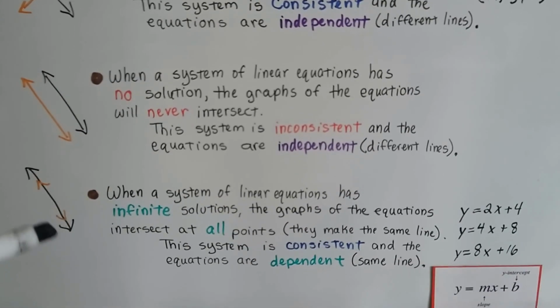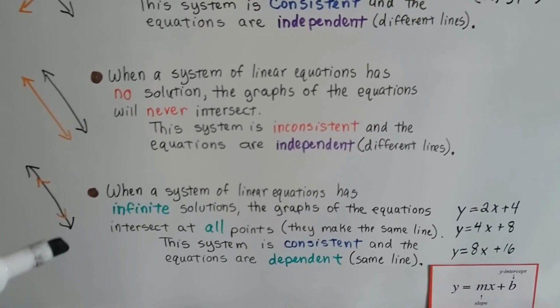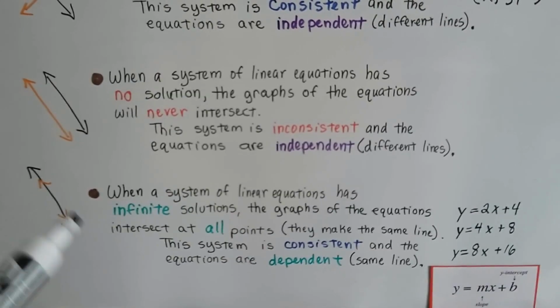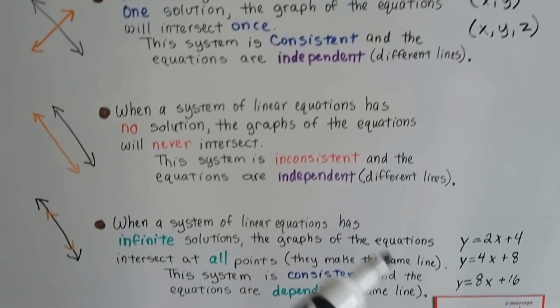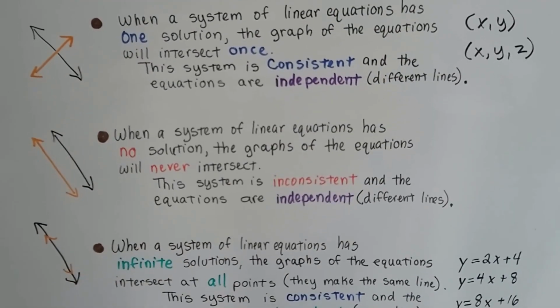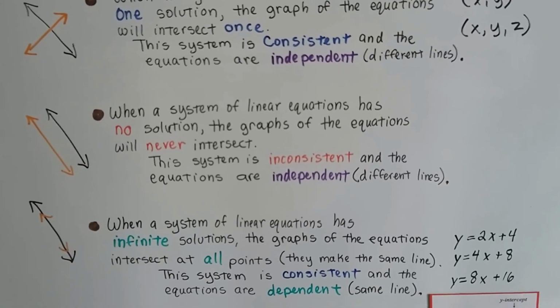This system is consistent and the equations are dependent. They're the same line, so they're dependent on each other. So when it's dependent, it's the same line. When it's independent, it's a different line. That couldn't be too hard to remember, right?